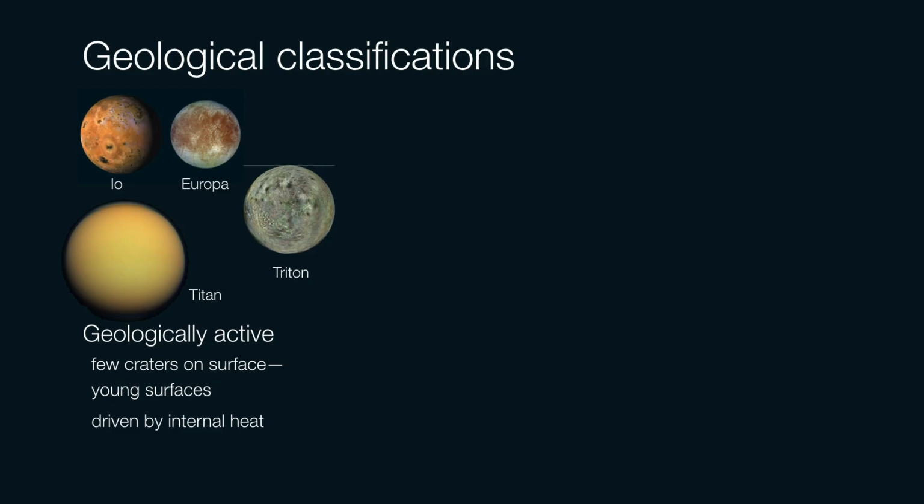So earlier we talked about how moons can be classified as regular and irregular moons. That's one way of thinking about them. But there's a geologic classification that we can assign moons as well. Geologically active moons are those that have relatively few craters on the surface, so they have young surfaces, and this tells us that there's some source of internal heat that is constantly renewing their surfaces.